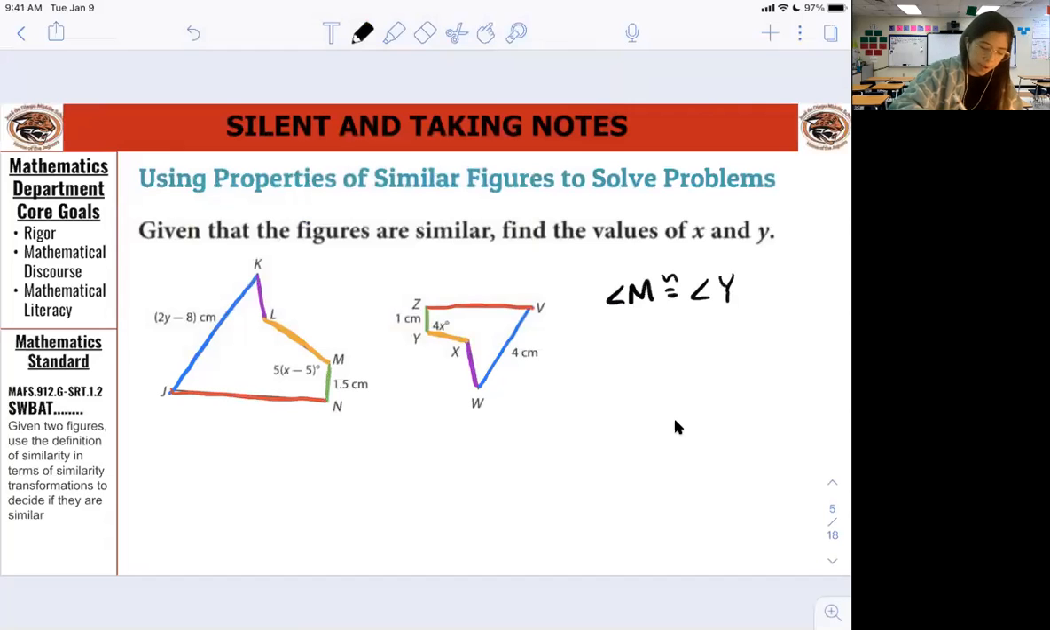So that means that 5 times x minus 5 is equal to 4x, since angles remain congruent. So that one's easier because you don't have to do the proportion. So go ahead and solve for x on this problem. Like I said, lots of algebra today. It's good. We got to brush up those skills.